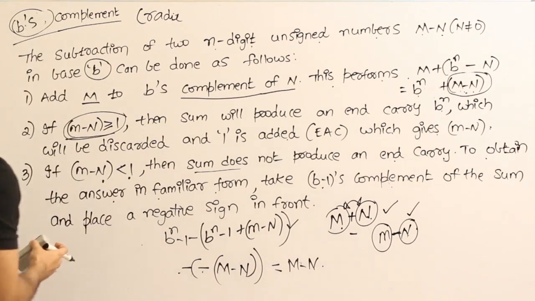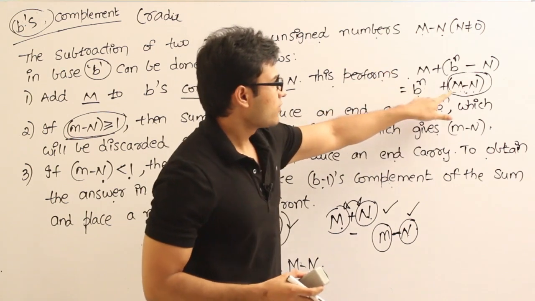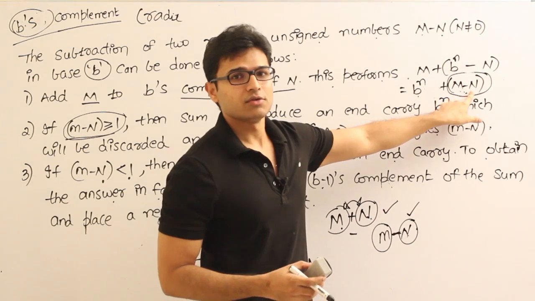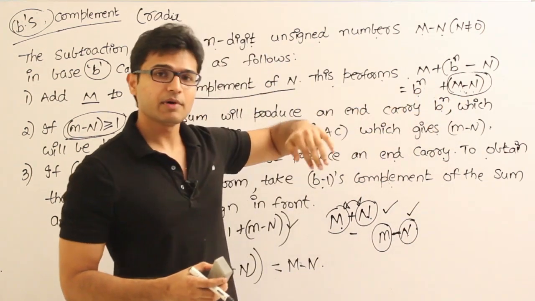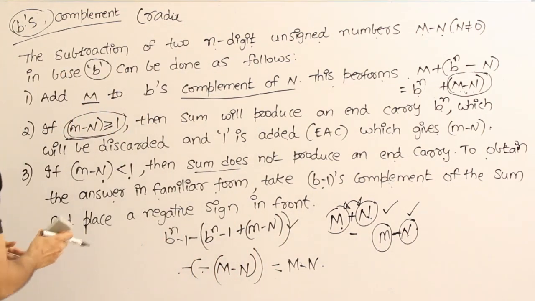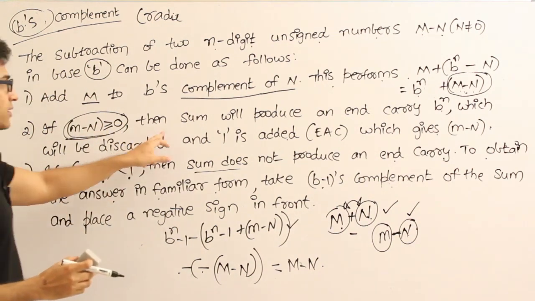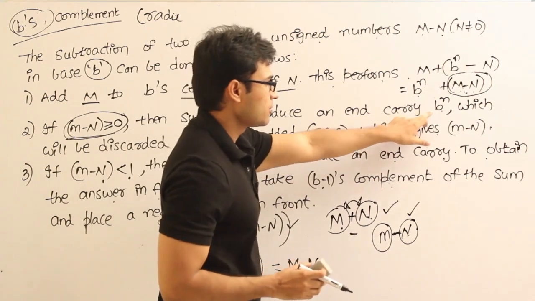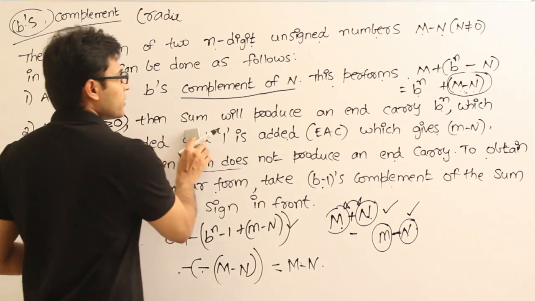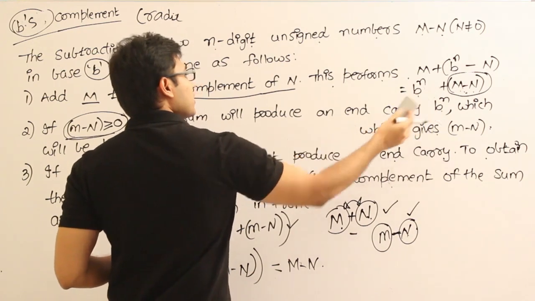Got it? So now there are two cases. When will this result produce a carry? Whenever m minus n is greater than or equal to 0. Even if m minus n is equal to 0, the result is going to be b power n, and b power n is nothing but producing a carry from the result, isn't it? So if m minus n is greater than or equal to 0, then the sum will produce an end carry b power n, which will be discarded, and there is no need of 1 added, which gives m minus n.